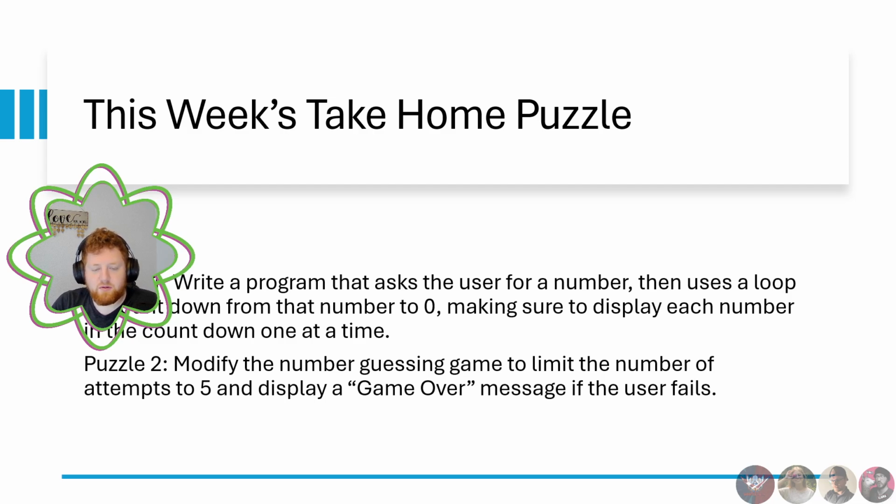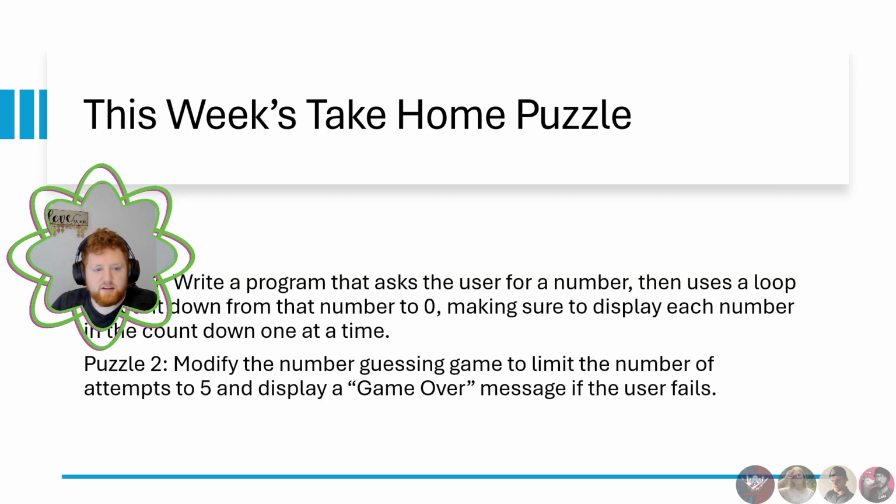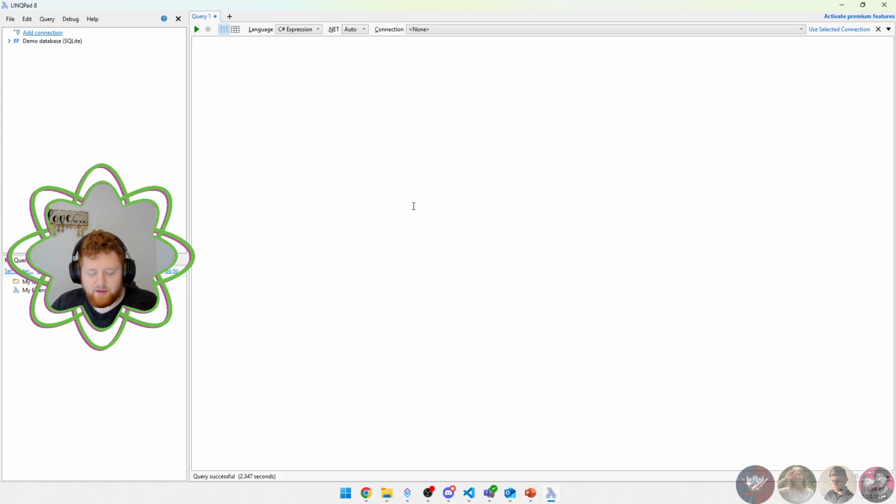Puzzle number 1 was write a program that asks the user for a number, then uses a loop to count down from that number to 0, making sure to display each number in the countdown one at a time. Okay, so let's take a look at that. We have Pratchett, who has submitted some of that in the chat. She's been doing a great job keeping up with these puzzles, and she's a little bit exasperated with this one. So we're going to take a look and see if we can help her out here.